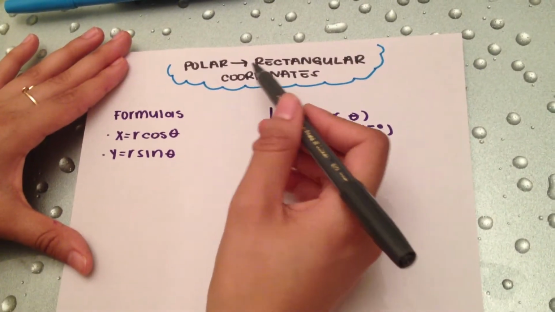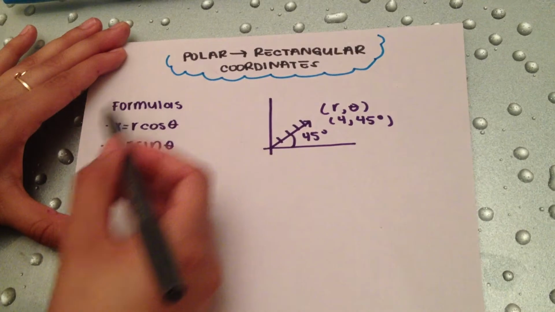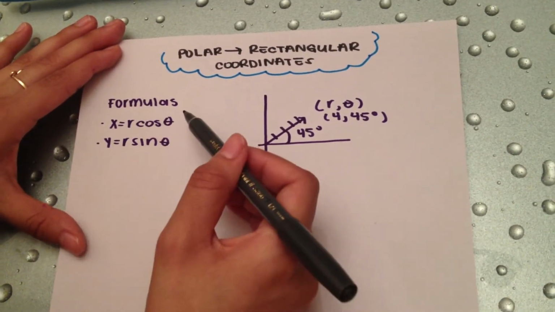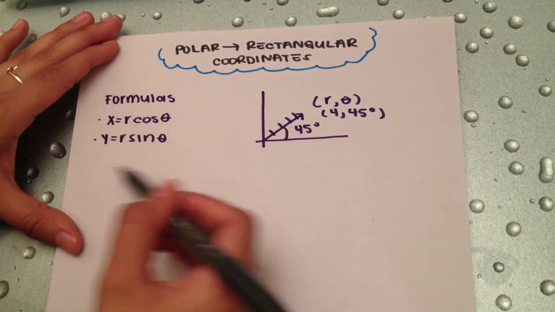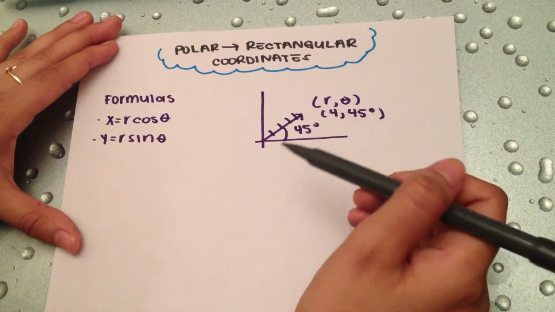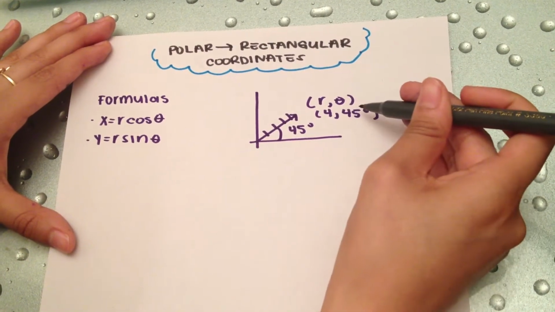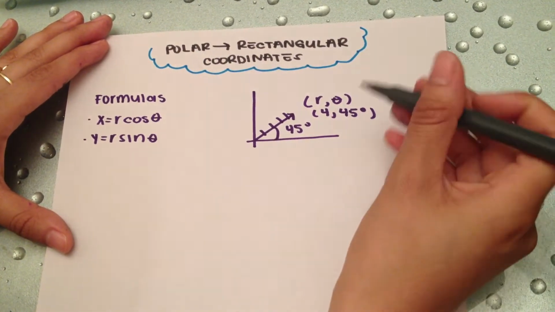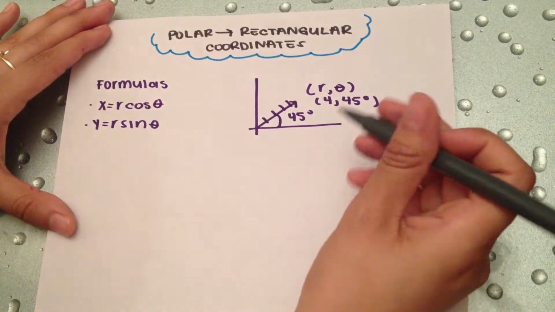Going to introduce how to change from polar coordinates to rectangular coordinates. We're given these formulas, x equals r cosine theta and y equals r sine theta. They are going to be helpful to solve our example, in which we're given that r equals 4 and theta equals 45 degrees. How do we solve this example? How do we find the x and y values?